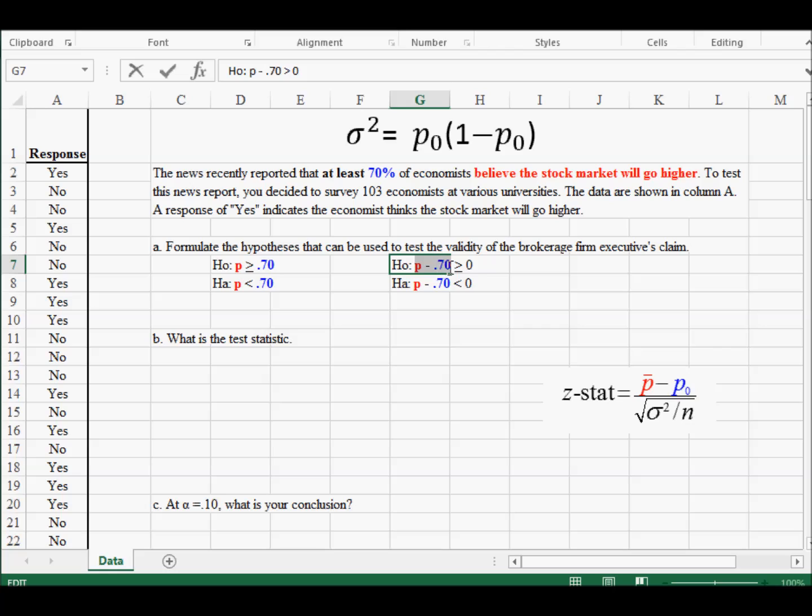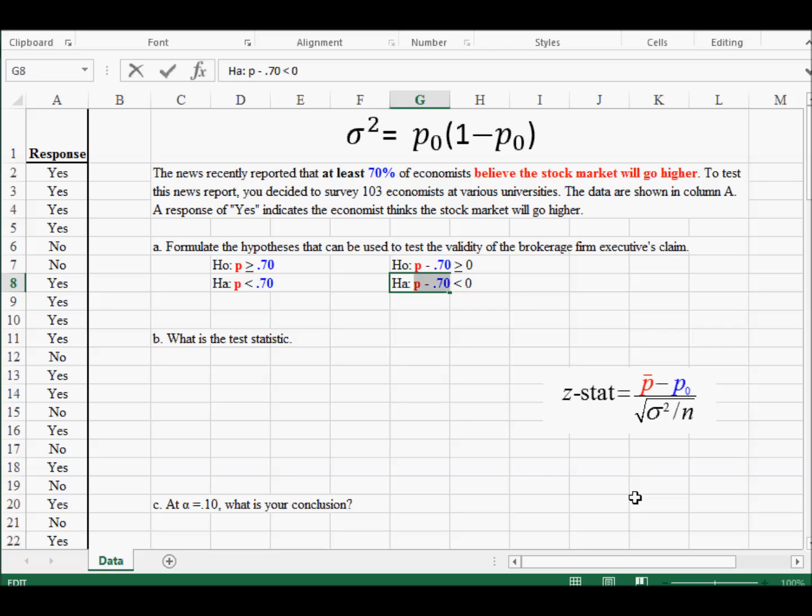In the null hypothesis, we have the difference between the proportion and the hypothesized value 0.7. We have that difference being greater than or equal to 0. We won't know the true population proportion, but we can estimate it with p bar. So p bar, or the sample proportion, is the point estimator for p, and the difference between p bar and 0.7 is the point estimate of that difference. The real question we want to know is: is the point estimate of that difference negative and significant?